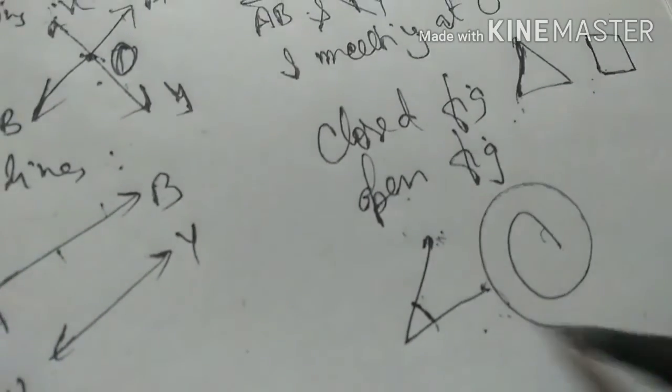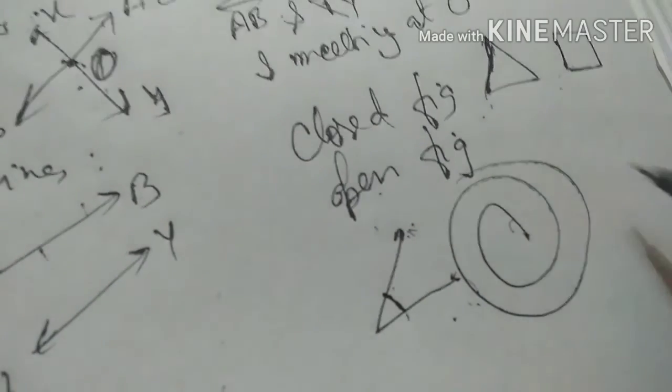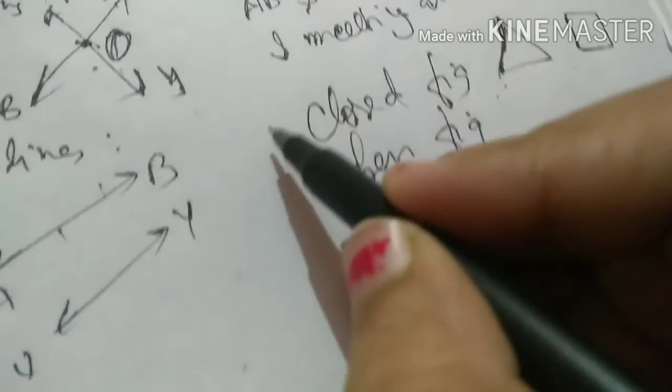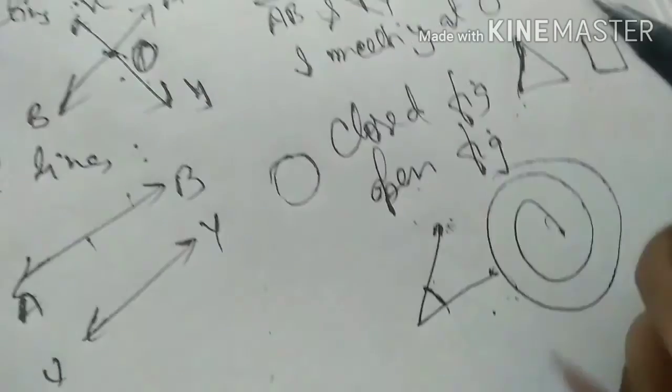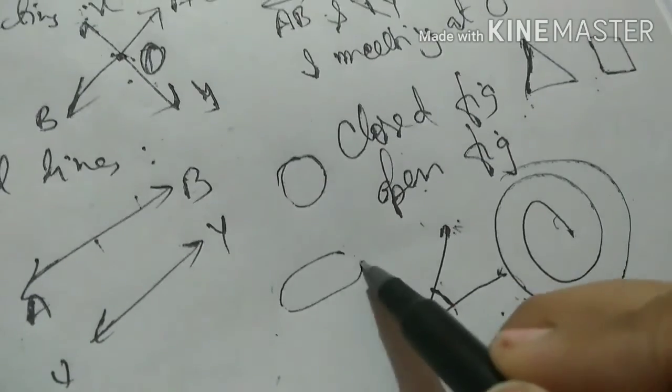It means it's an open figure. If you make it like this, again you will say it's not a closed figure, it's an open figure. But a circle is a closed figure. Oval shape, again it's a closed figure. So this was open and closed figure.